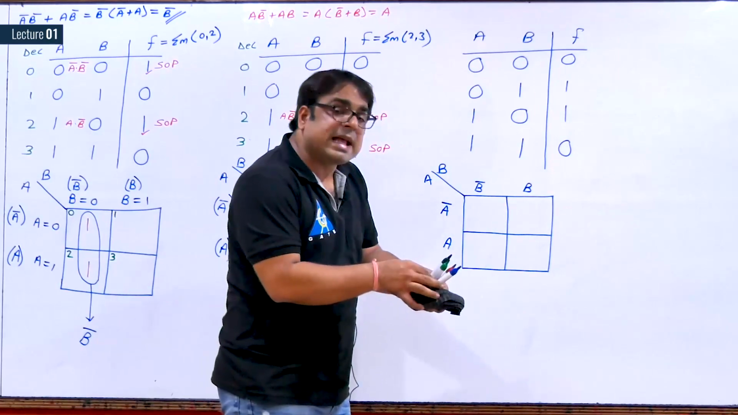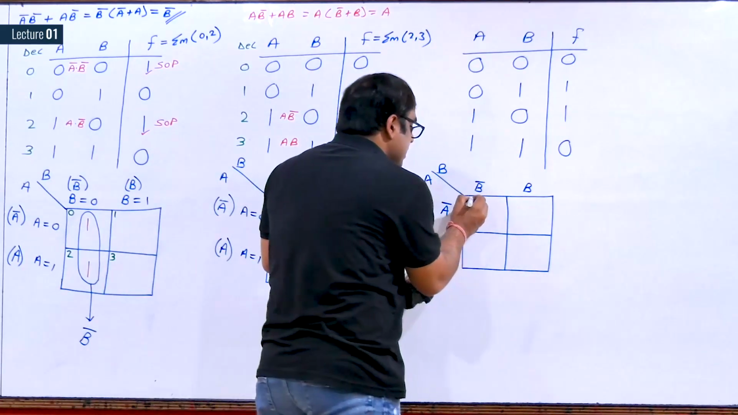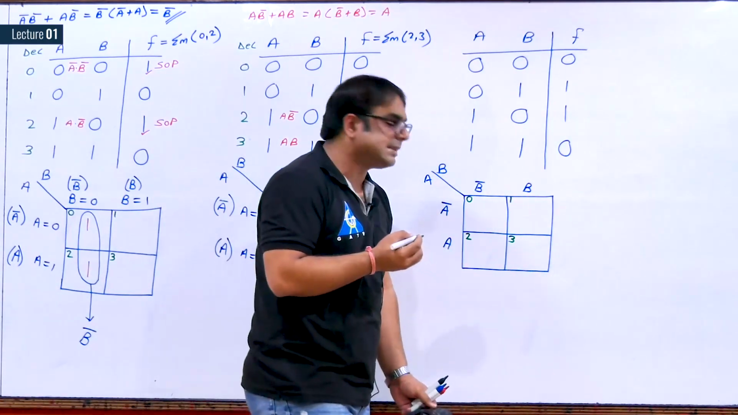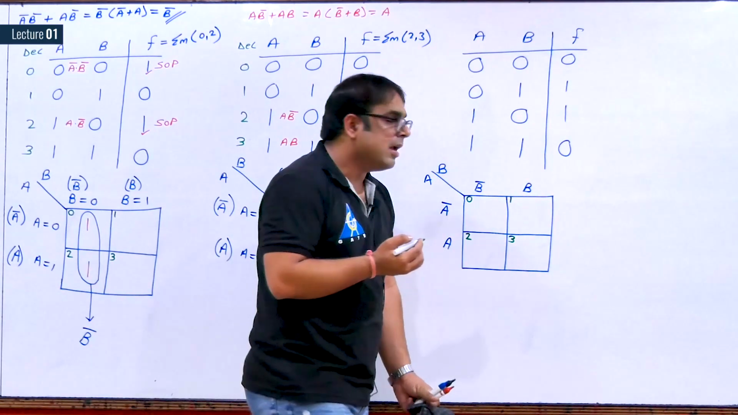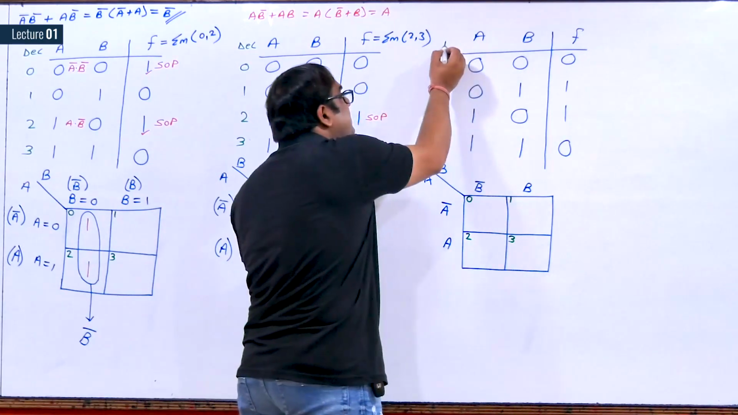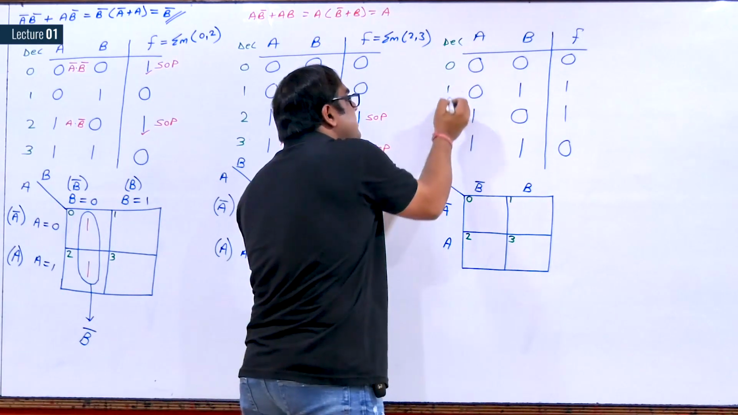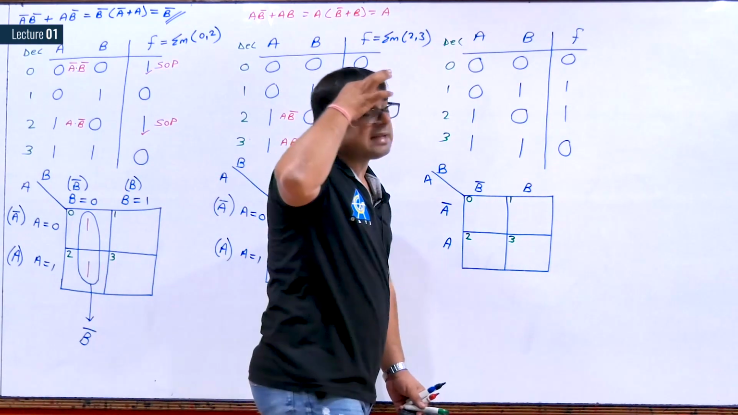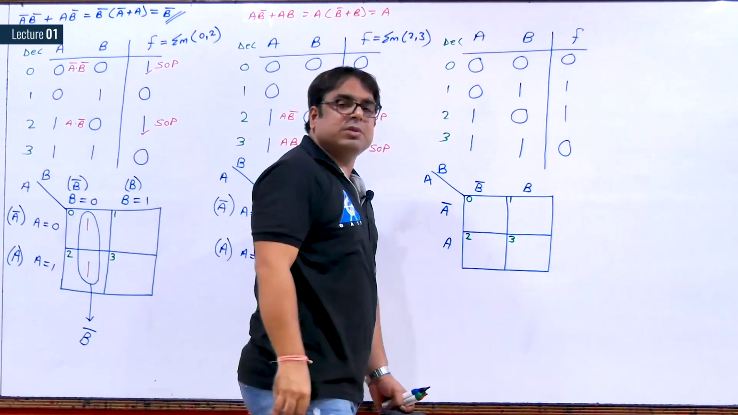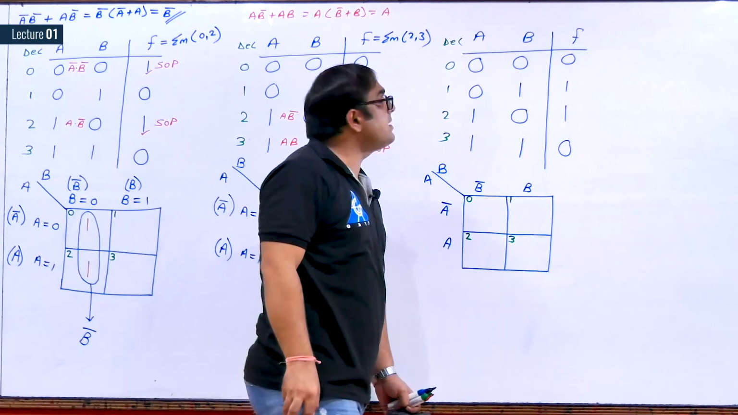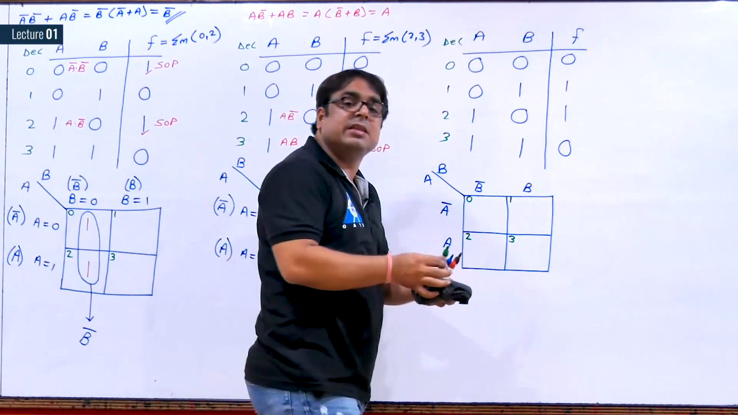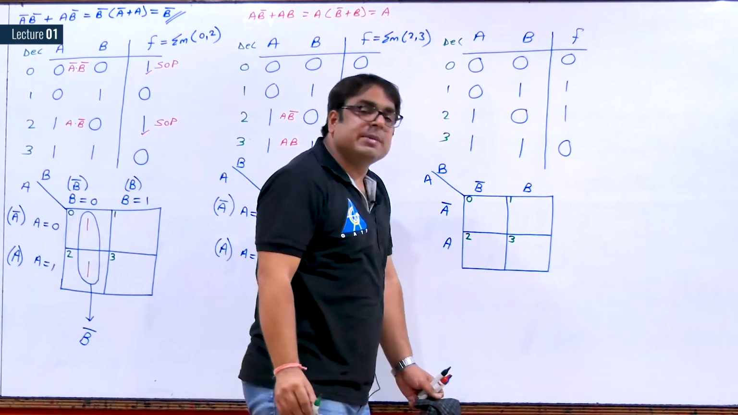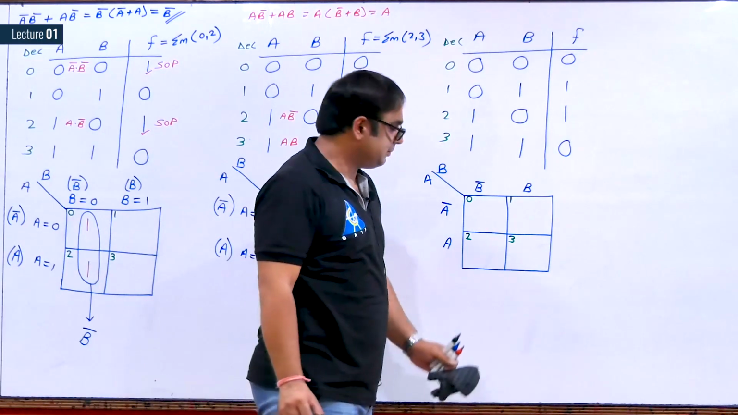Again, the cell numbers for the K-map are 0, 1, 2 and 3. Now what do these cell numbers represent? They represent the decimal combinations 0, 1, 2, 3.